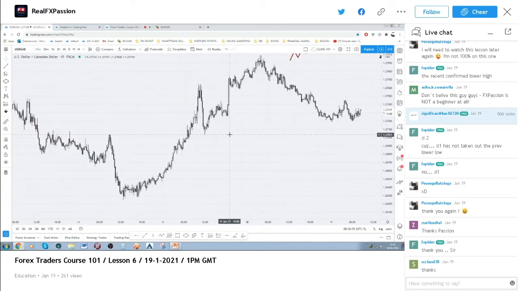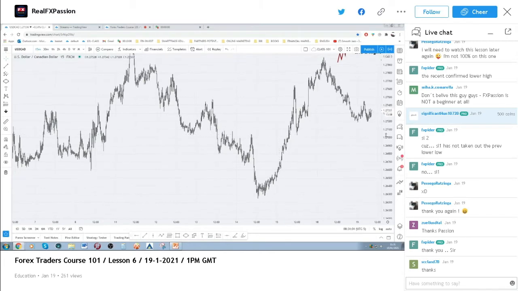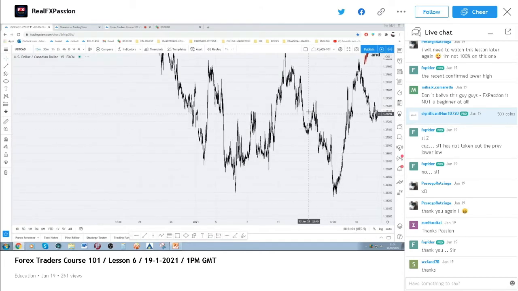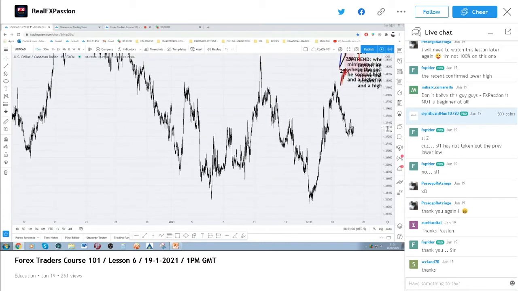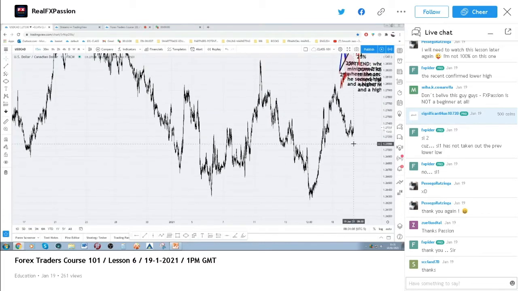I'm a beginner trader and I'm trying to make sense out of this, right? So I'm going to compress the chart, and then someone says short. So check the higher time frame for market structure. Well, today we are just talking about trends, okay? I'm a beginner trader, and I want to trade trends, right?